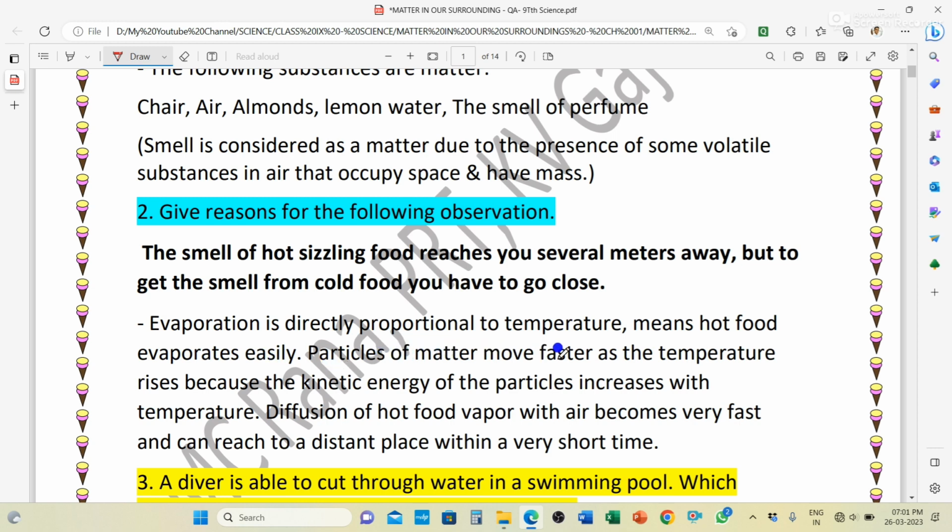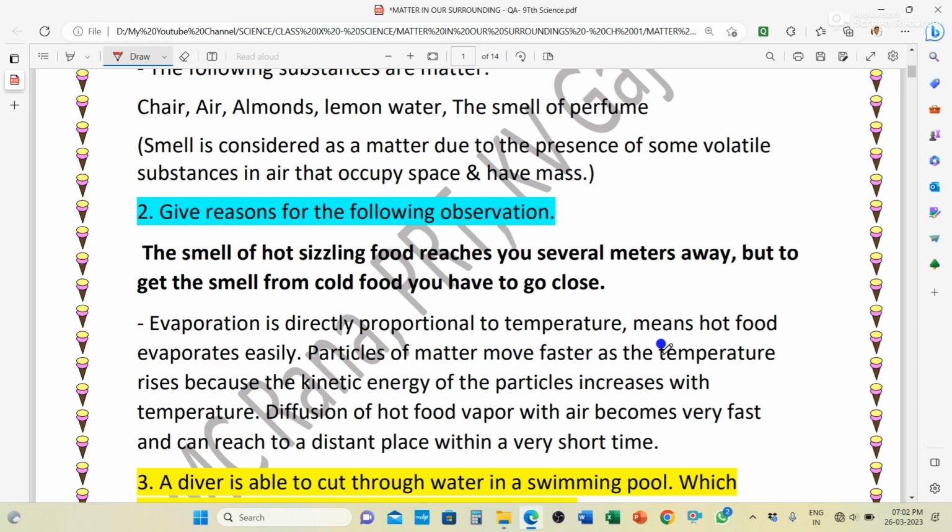Particles of matter move faster as the temperature rises. Again, particles of matter are always moving. This is a characteristic of particles of matter. There are 4 characteristics of matter, and one of them is that particles of matter are always moving. And when they are moving, that means they have kinetic energy. And when temperature increases, then their kinetic energy also increases. So their movement also will increase.